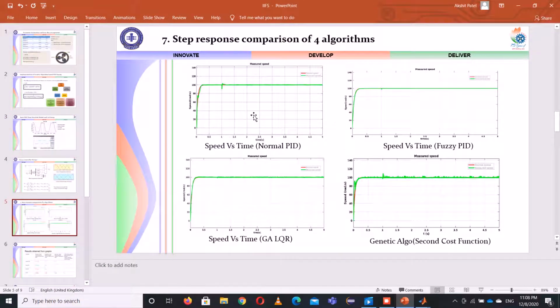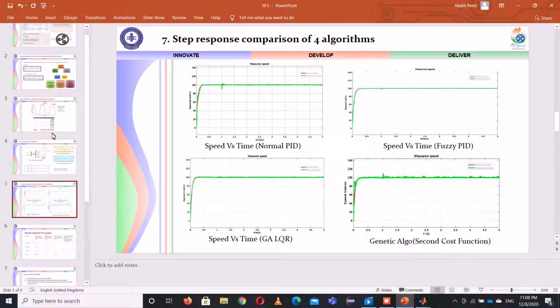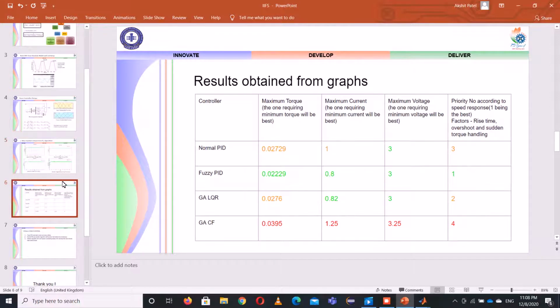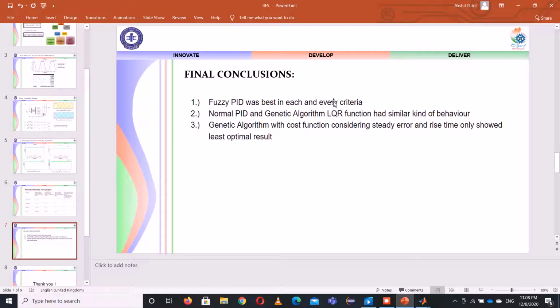To test the robustness of each of the methods, we provided a sudden load torque at 1 second, and then we compiled the data and used 4 criteria to rank these algorithms. So this was a table compiled using those 4 criteria, and ranking was done. After the final ranking was done, we concluded that fuzzy logic was best in each and every criteria.